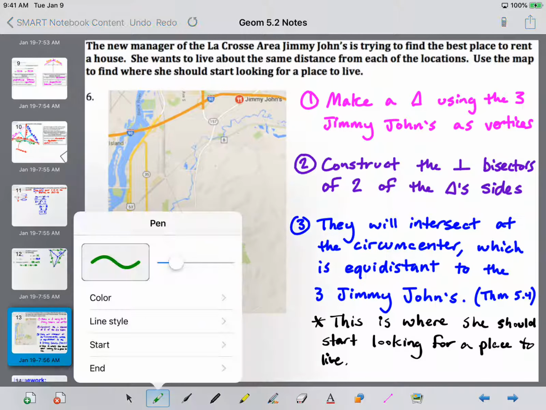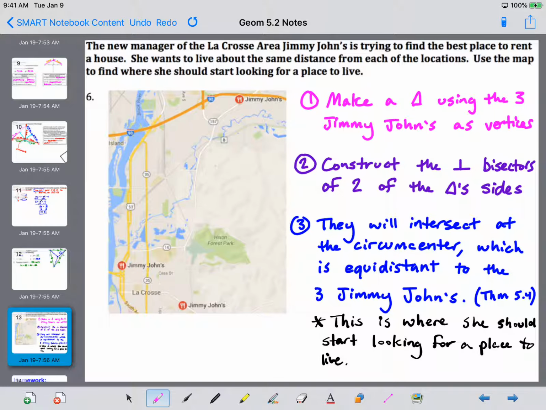So we know that the circumcenter is the same distance from 3 points. So we have to create a triangle in order to construct the circumcenter. So the first step here is to make a triangle using those three Jimmy Johns as the vertices. All right, so just connect those with a ruler. Make sure you use a ruler.